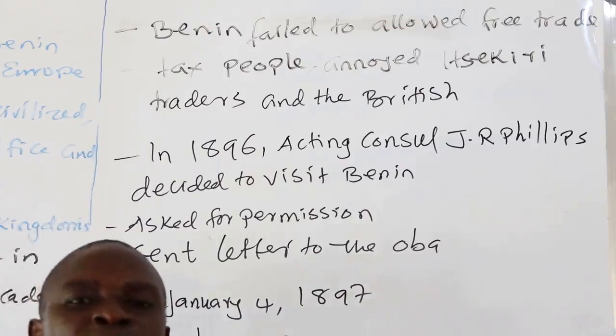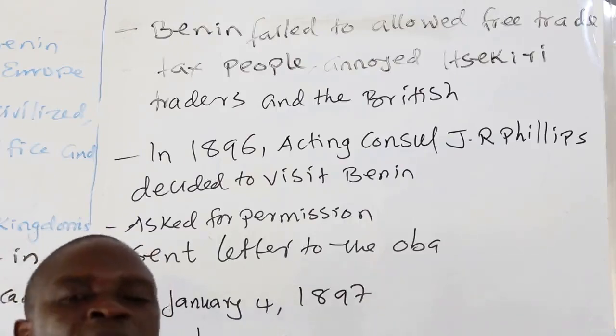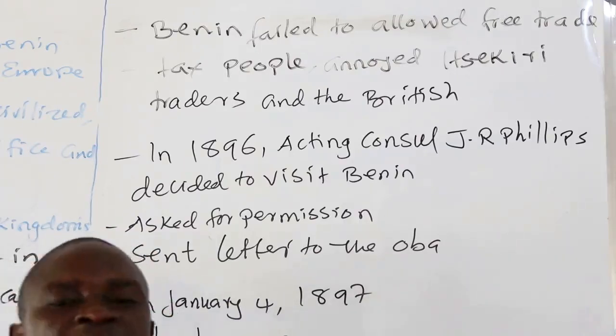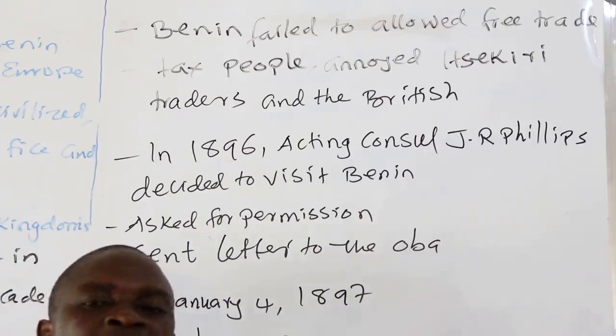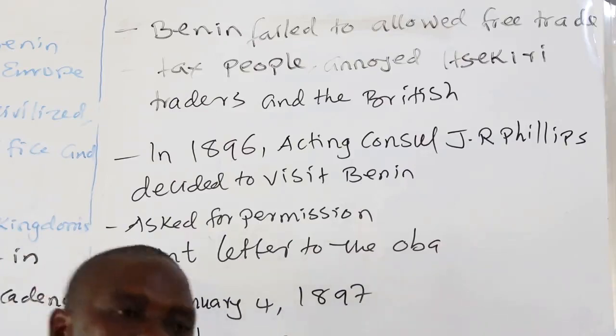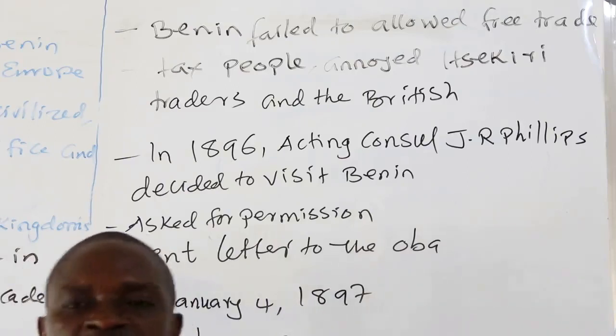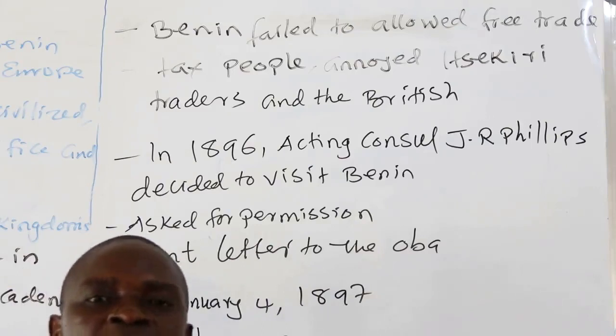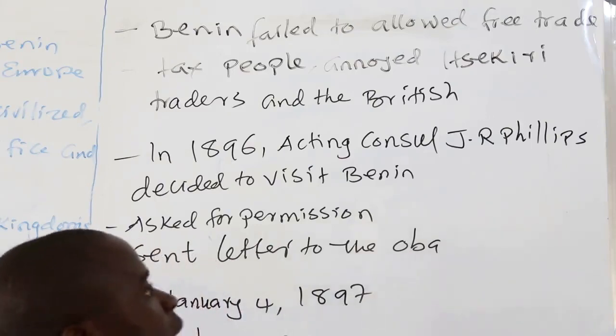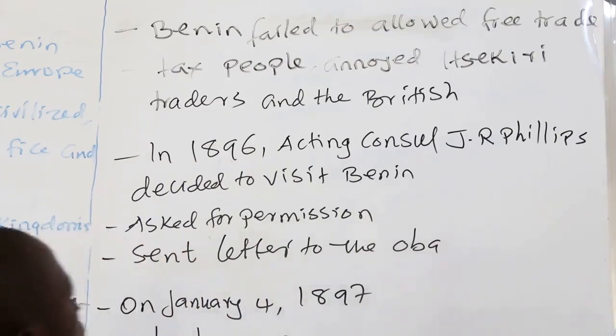So he sought their permission to visit Benin, but the British government did not grant him the permission. The reason was that there were no troops available that would accompany him into Benin. Should there be any uprising or any opposition in Benin, there would be no soldiers around to protect him. So that was why the British government did not grant him that particular permission.